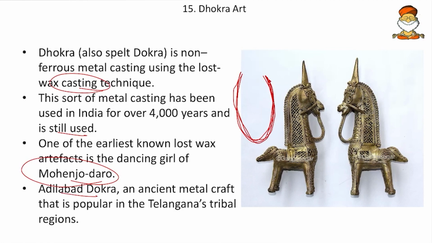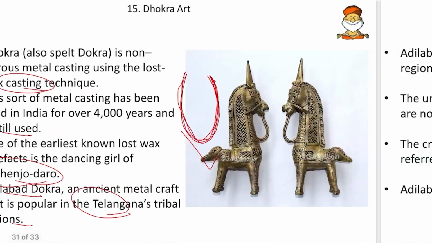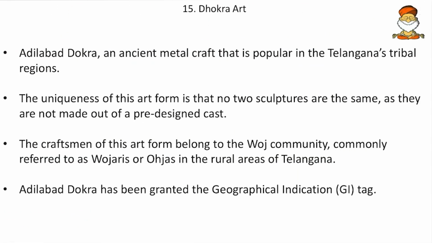So we remember this. Then Adilabad Dhokra, an ancient metal craft, is popular in Telangana's tribal region. So here we can see how the Dhokra art is made. And then the uniqueness of this art form is that no two sculptures are the same, as they are not made from a pre-designed cast. So it is not a pre-designed one. Every shape is designed on the spot, and after that the metal is obtained.